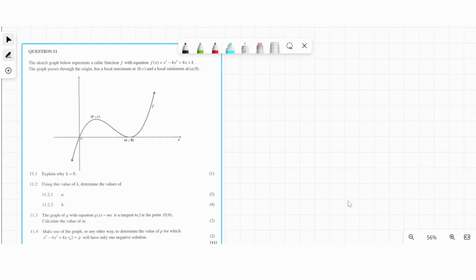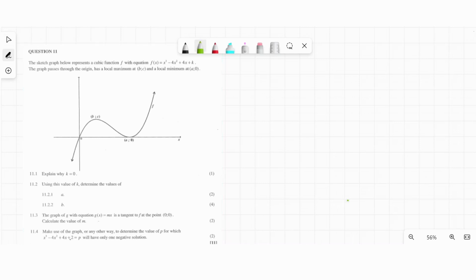We need to go to the equation and check what k is. k is going to be the y-intercept, right? And we see that since the graph crosses here at 0, 0, the y-intercept is 0. Meaning k is going to be equal to 0. So your answer here for 11.1 is that k is the y-intercept.